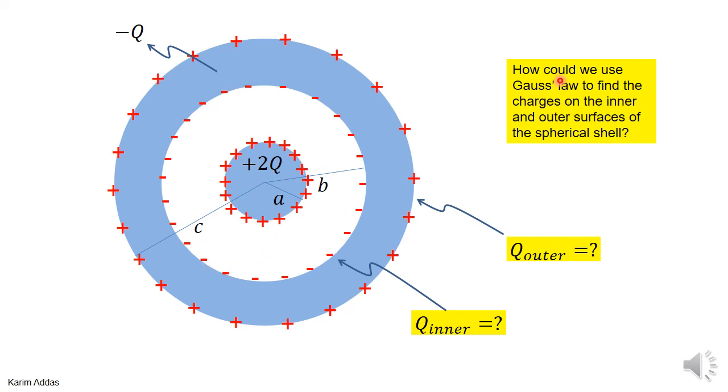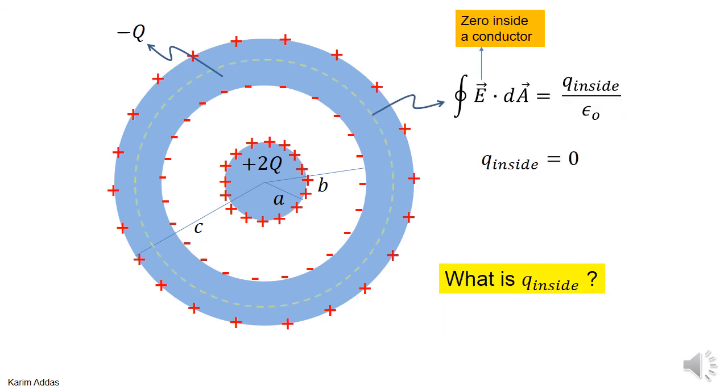So can you think how we could use Gauss's law to find the charges on the inner and outer surfaces of this conducting shell? Think about it for a couple of minutes and then continue. One way we can do that is by making a Gaussian surface, a spherical shell, located inside the conductor. Why do we put the Gaussian surface inside the conductor? Because the electric field inside the conductor in equilibrium is zero. That means the left-hand side of Gauss's law is zero, so the charge inside the Gaussian surface has to be zero.